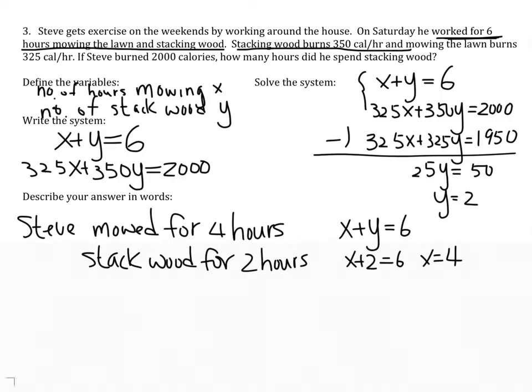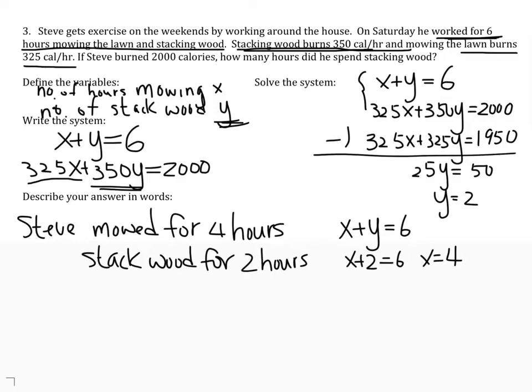Stacking wood burns 350. And we use the variable y to define the number of hours stacking wood. So 350 times y. And then for mowing lawns, it burns 325. And we name the variable as x. So 325 times x represents how many calories he burned mowing the lawns. And the total is 2,000.